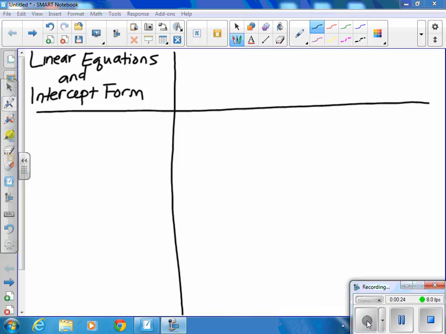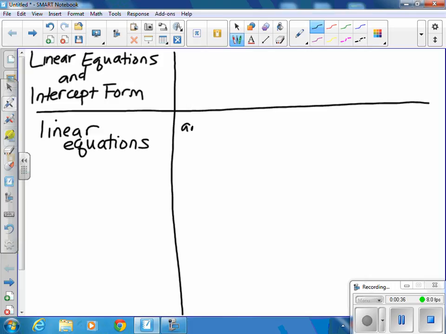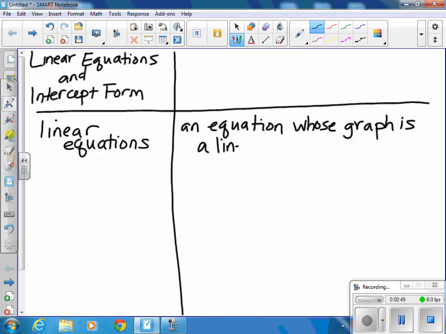Right? So the first thing we want to talk about is the word linear equations on its own. Obviously, it's got the word linear in it, which basically clues you into what type it is. A linear equation is an equation whose graph is a line. So every one of these equations that you graph, their graph will be lines if it's a linear equation.